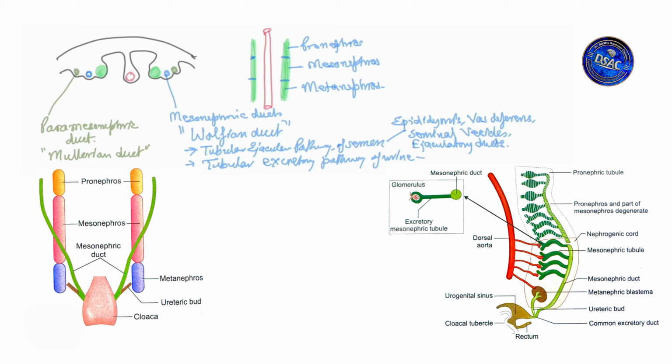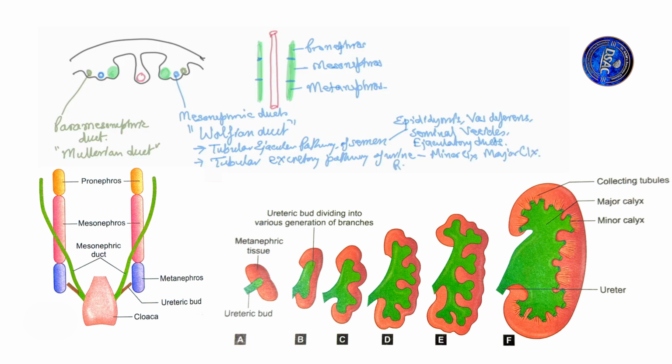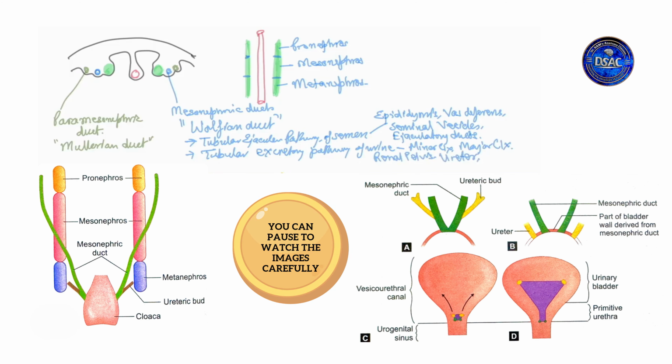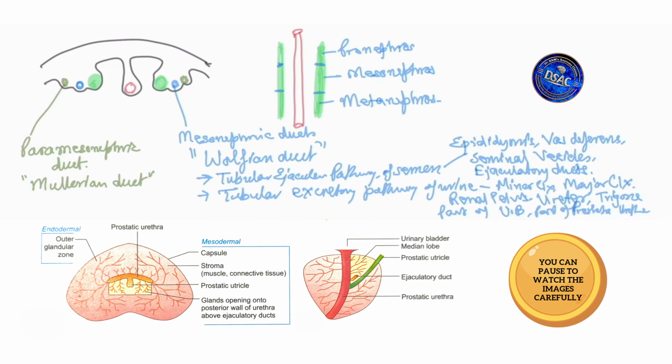Then in both male and female, there's a ureteric bud that arises from the lower portion of this mesonephric duct. It develops into minor calyces, major calyces, then renal pelvis, ureter, and the trigone part of the urinary bladder, as well as part of the prostatic urethra posteriorly. From this prostatic urethra, an evagination will form the inner zone of the prostate. So right now we're talking about the structures derived.